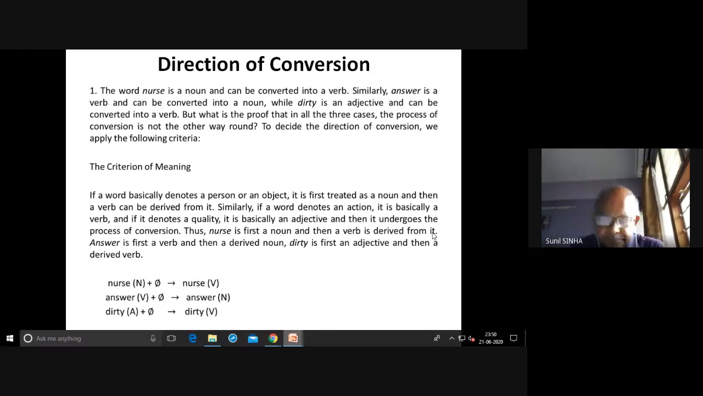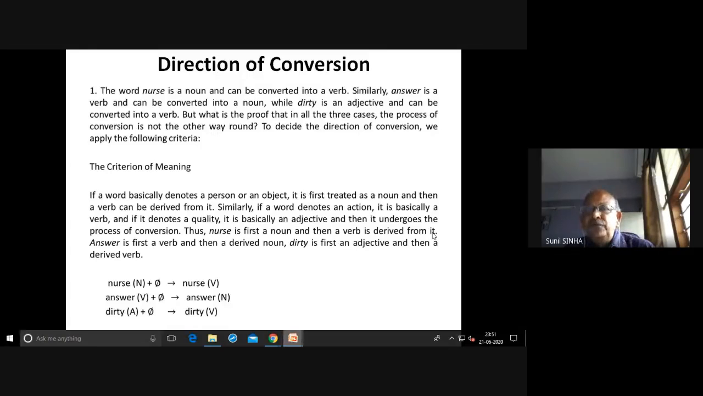Now, what we are trying to say is that the verb nurse, or nurse as a verb, has been derived from nurse as a noun. This is the meaning of the arrow here. Or answer as a noun has been derived from answer as a verb. Or dirty as a verb has been derived from dirty as an adjective. And what is the derivational process? We add a zero morpheme to all.